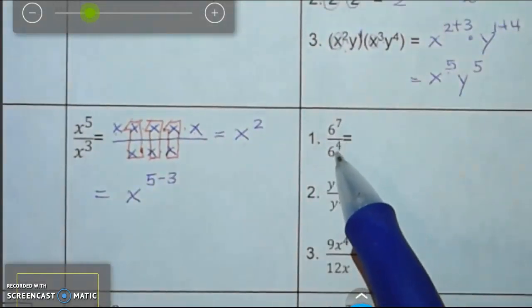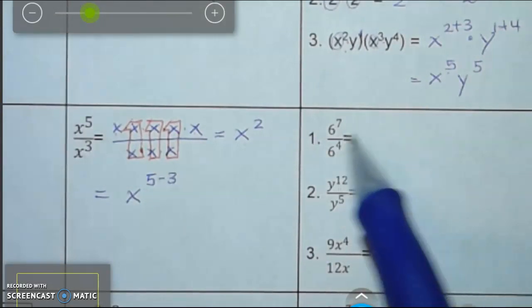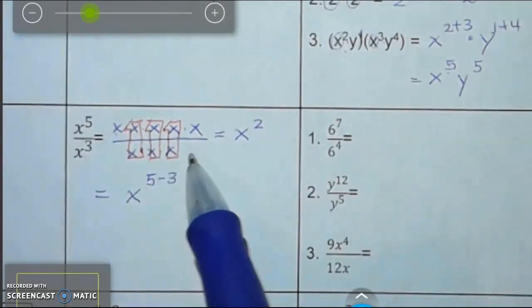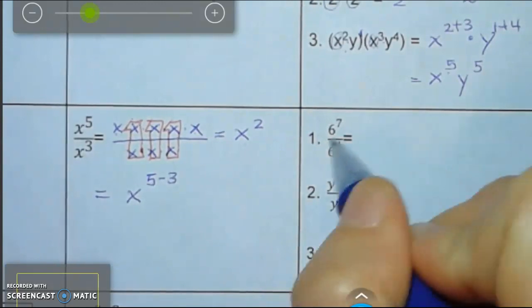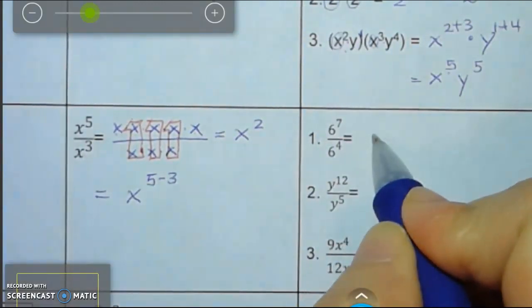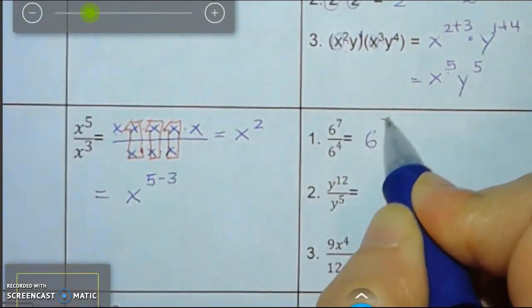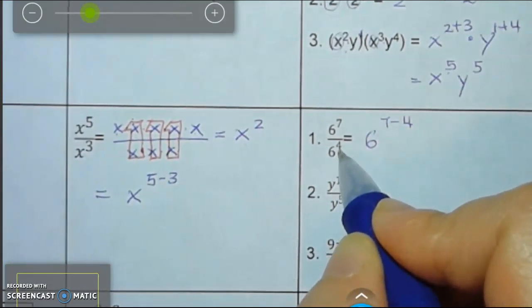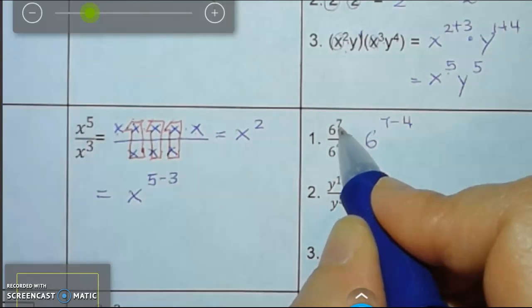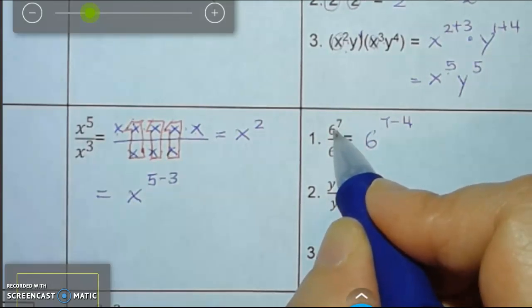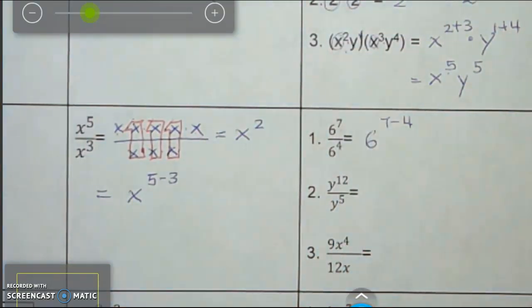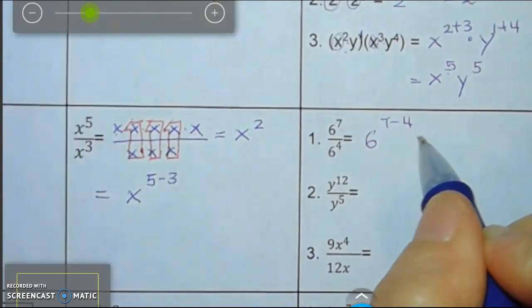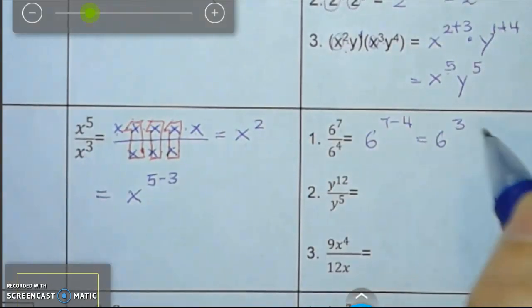6 to the power of 7 divided by 6 to the power of 4. Yes, we can write all of it out, but we're getting smarter now. We can use this rule, and we can say this is the same as 6 to the power of 7 minus 4, because I know that 6 multiplied by itself 4 times is going to cancel out 4 of the 6's here. So 6 to the power of 7 minus 4, which is 6 to the power of 3.